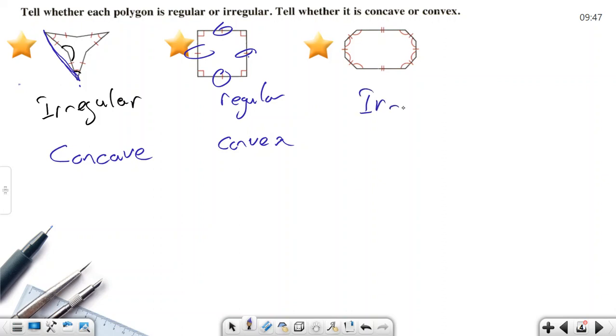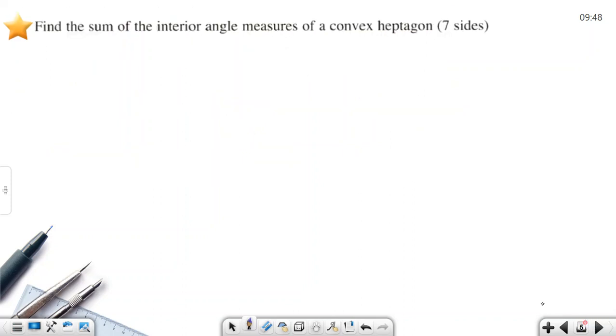This is irregular. Why irregular? As you see, this side is longer than that one and they have different marks. Even though the angles are congruent, the sides are not, so it's irregular and it's convex. It doesn't matter what diagonal you draw, it always stays inside the polygon. And all angles are less than 180 degrees.